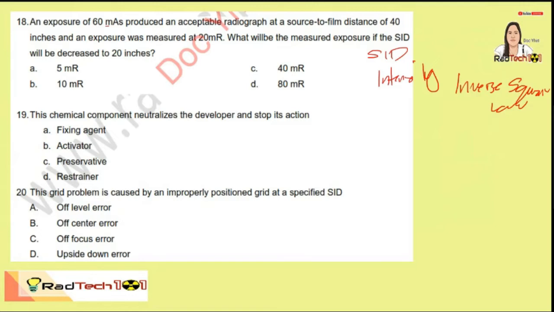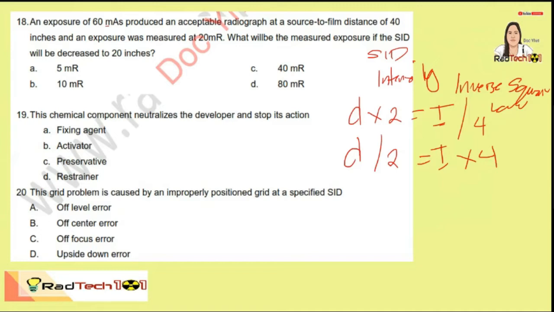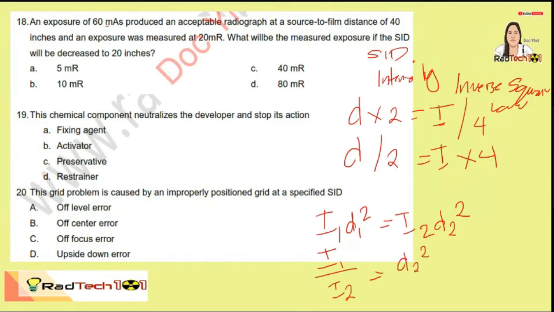When the distance is doubled, nag-times 2 ang distance, the intensity will decrease by 1/4. If the distance naman is halved, the intensity will increase by a factor of 4. But if you want to solve it using the longhand, we have here I1 D1 squared is equal to I2 D2 squared. Or we can write this as I1 over I2 is equal to D2 squared over D1 squared. Pareho lang sila, the same lang.